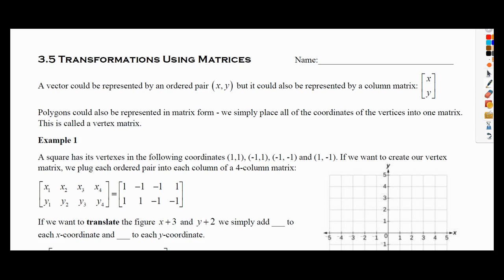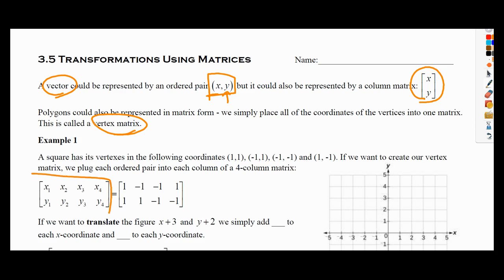Hello. So for this section, we're going to do transformations using matrices. A vector could be represented by an ordered pair, and this notation could also be represented by a column matrix, x over y, with square brackets on the outside. Polygons could also be represented in matrix form. We simply place all of the coordinates of the vertices into one matrix, and this is called the vertex matrix.